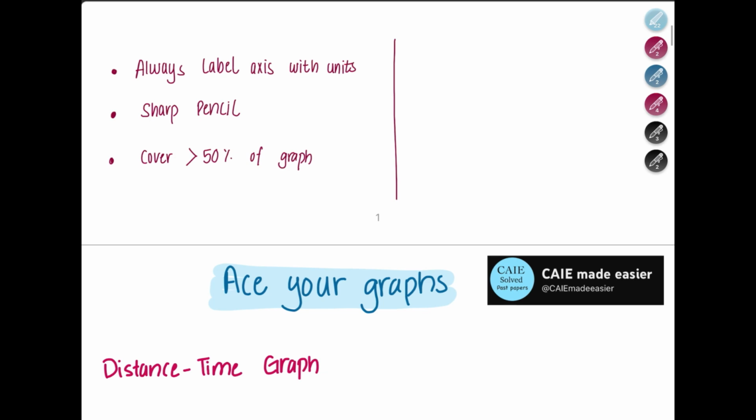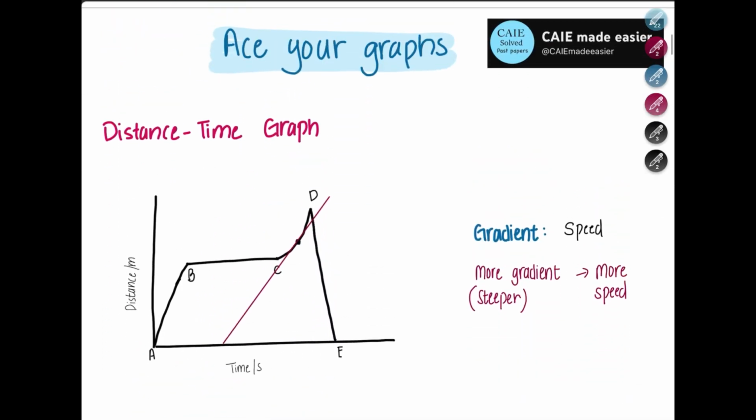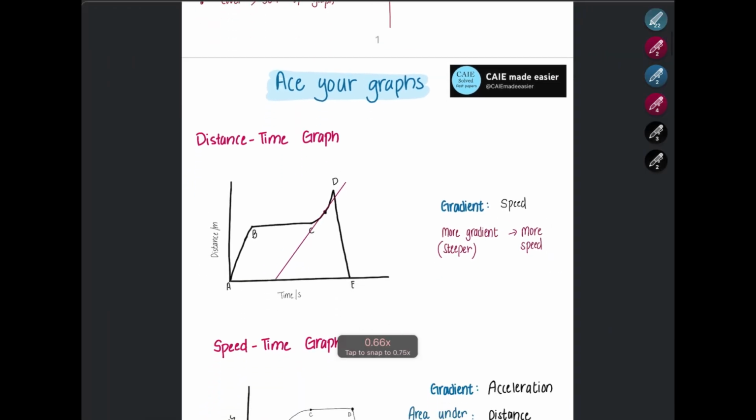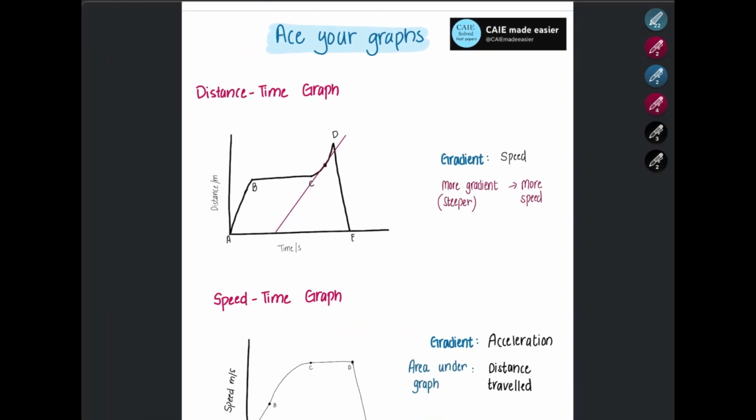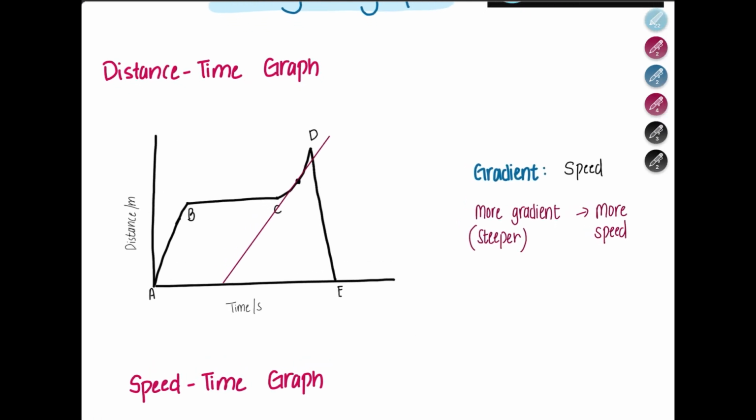Now let's look at the distance time graph first of all. So here we have time on x-axis, distance on y-axis. Now I have made another video where I discuss these graphs in detail. I have linked that in the description. But here we can see that A to B is a straight line, so this is constant speed. Gradient of a distance time graph represents speed. So A to B we have constant speed, B to C the object is stationary.